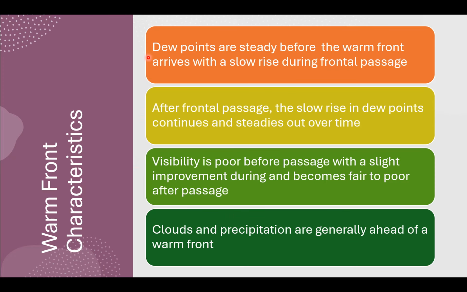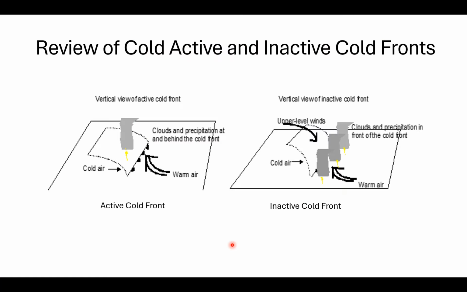Here are warm front characteristics, some of the weather elements, just to again re-summarize everything. Dew points are steady before the warm front arrives with a slow rise in the dew points during frontal passage. And then after the warm frontal passage, the slow rise of dew points continues. Eventually it steadies out over time. Visibility will be the poorest before the warm frontal passage with a slight improvement during, and it generally becomes fair to poor after warm frontal passage. And clouds and precipitation are generally out ahead of the warm front, as that warm moist air rides up and over the cooler air at the surface.